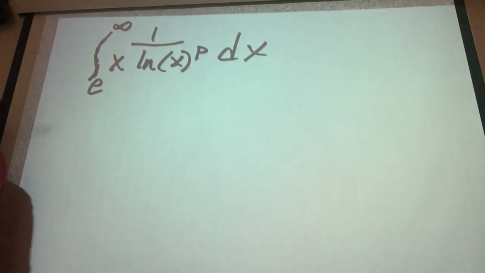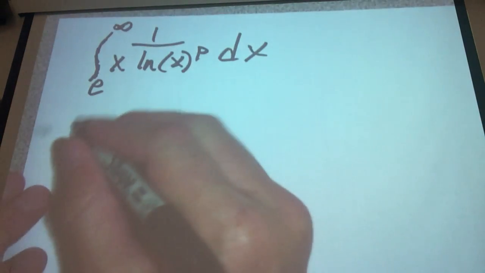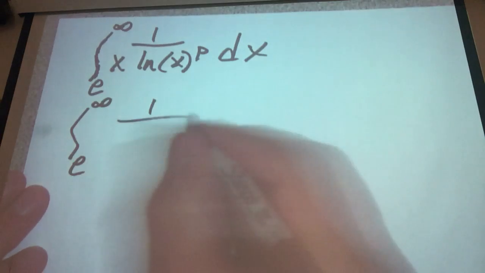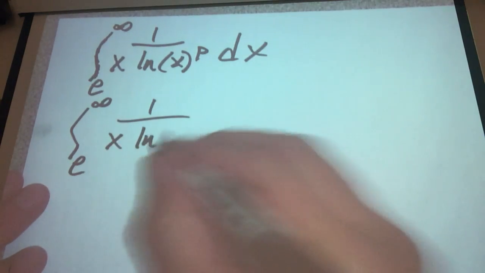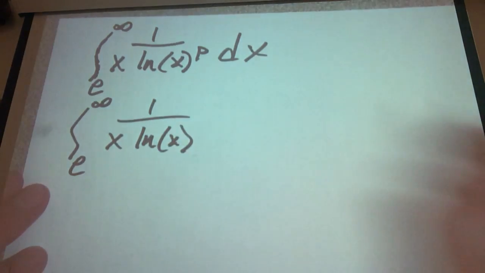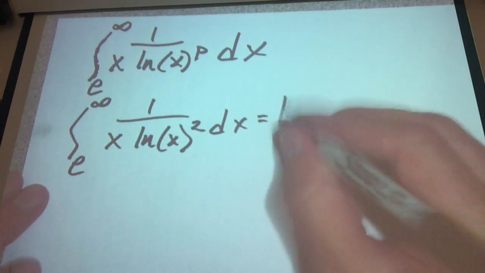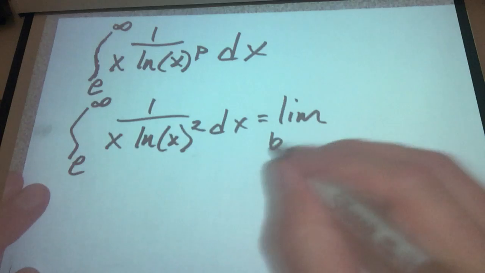Okay, so now we're going to investigate the integral from e to infinity of 1 divided by x, natural log of x to the p. Okay? And so let's start off with p which equals 2. And so let's say I want to investigate the integral from e to infinity of 1 divided by x, now natural log of x, let's say squared, an integral with respect to x. And so the first thing to do is set a limit.